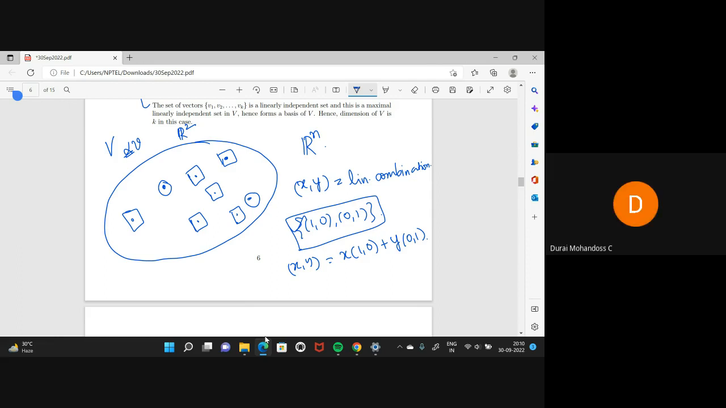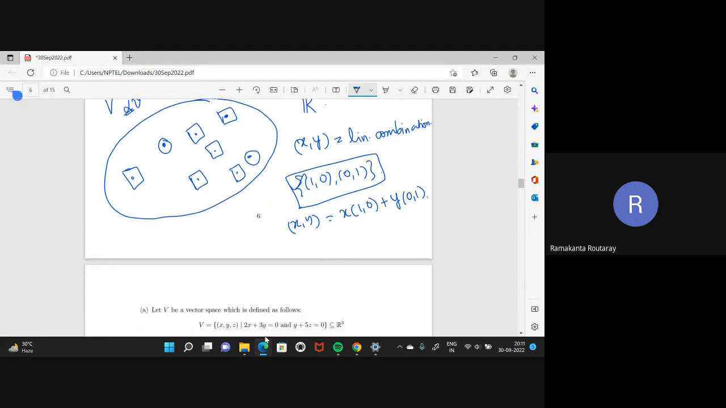Ma'am, how do these two vectors give the entire R2 space? Because in R2 I can have, let us say, 2, 3 and also 4, 5. Even so, 2, 3 I can write as 2 times 1, 0 plus 3 times 0, 1, right? So using these two vectors, I can get this vector.